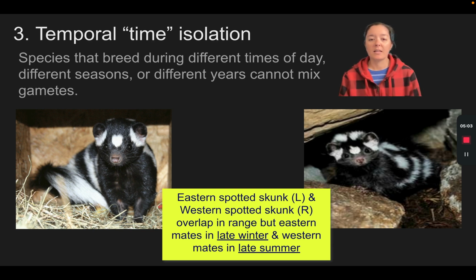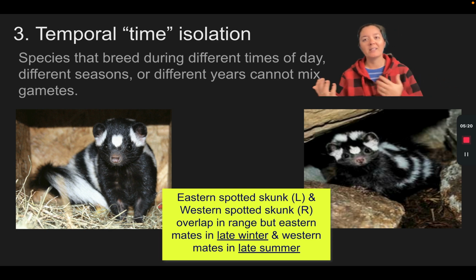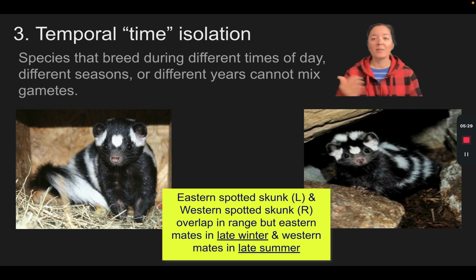So here in this example, we have skunks. One is an eastern spotted skunk and one is a western spotted skunk. And their ranges even overlap. So their habitats do overlap each other, but one is ready to mate in winter and one is ready to mate in summer. So they don't want to mate at the same time and therefore they can't make babies together. They are isolated from each other due to that time aspect.